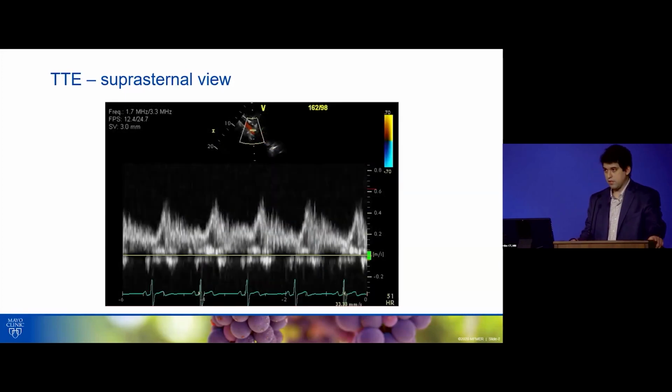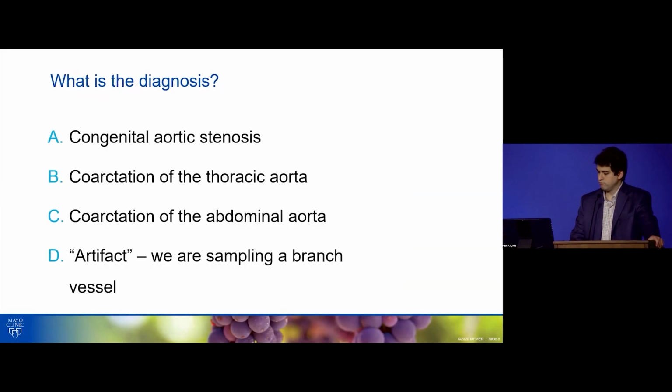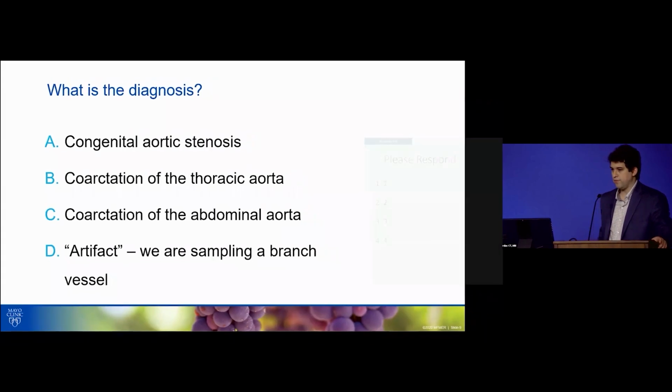Then at the end of the study, as we move to the abdominal pictures, this is what we see. So this is the abdominal aorta PW Doppler. So in light of this, what's the diagnosis? Congenital aortic stenosis, coarctation of the thoracic aorta, coarctation of the abdominal aorta, or this is artifact, we're just sampling a branch vessel. Please go ahead and vote.